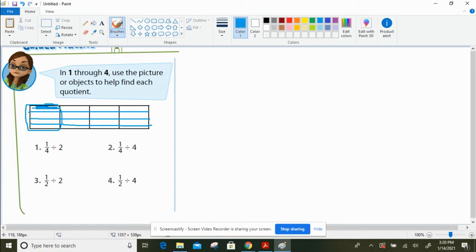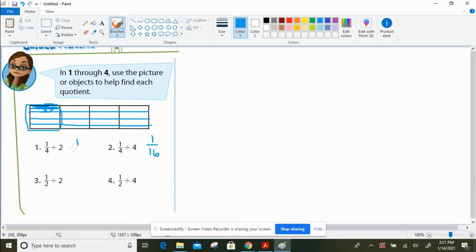I'm going to shade it in. So we have 1 piece out of, well, there are 4 here. This brings us to 8, this brings us to 12, this brings us to 16. So we have 1/16. Hopefully you are seeing a pattern.